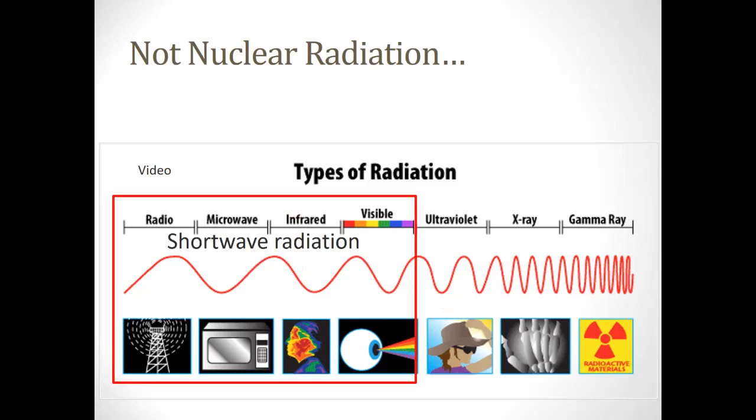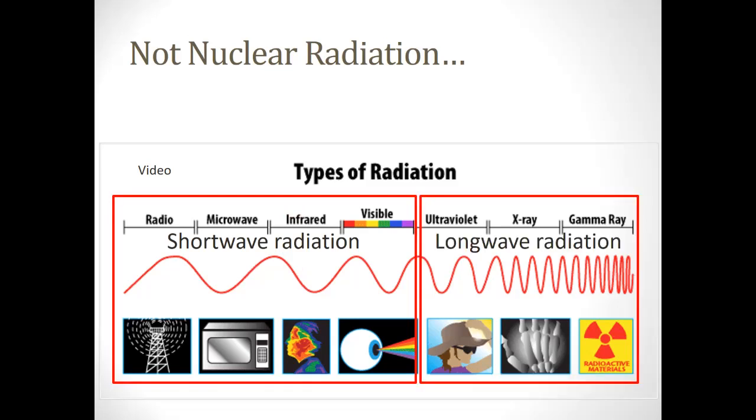Left-hand side is shortwave. Infrared's the most important. Right-hand side is long wave. We talk the most about ultraviolet because that is what is capable of passing through our Earth's atmosphere.